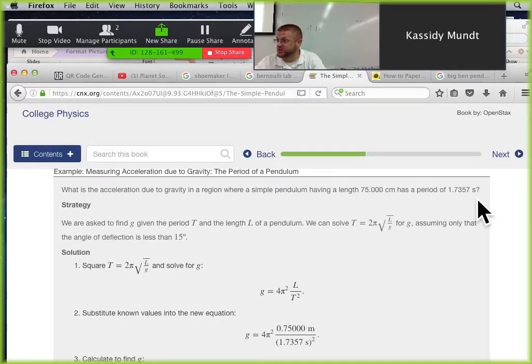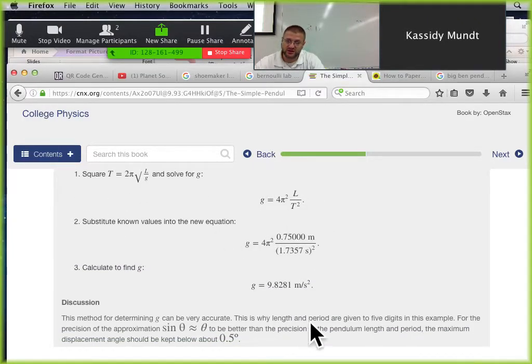Well, here's a way to measure gravity. Because if it's a good simple pendulum, it should have a specific period related to its length, as long as you don't pull it out too far, right? So we solve this equation for the gravity. We square both sides, solve for g, plug in our numbers. We get a gravity of 9.8281.